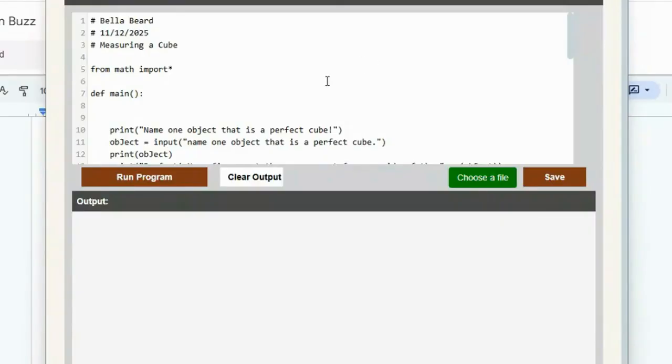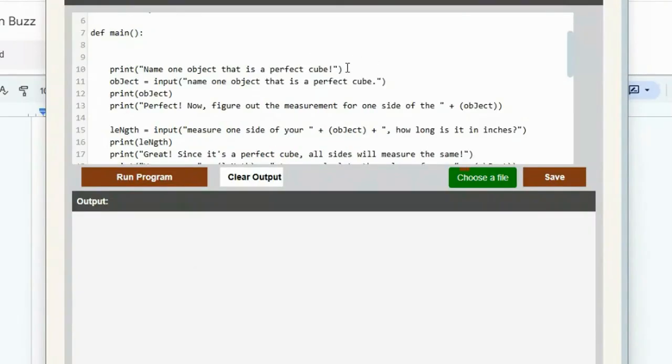I like the little asking them to choose a perfect cube shape item and all that kind of good stuff. But there is an issue, one little problem. Let's take a look at it. Okay, here is your code. And well, let's just run it.